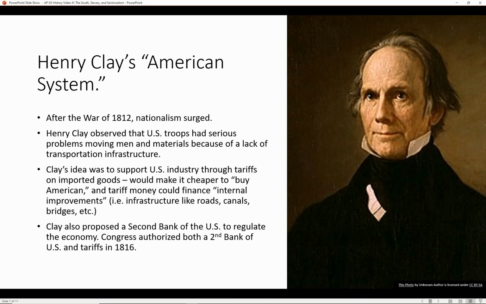So, anyway, they would have tariffs, and then the tariff money would be used to finance internal improvements, that is, infrastructure like roads, canals, bridges, etc. So then the wagon with the nice tea sets on it could take it to the market, and it would be a nice smooth road so they wouldn't bump around and get broken in transit, etc. Okay, so Clay also proposed a second Bank of the United States to regulate the economy. Congress authorized both a second Bank of the United States and tariffs in 1816.